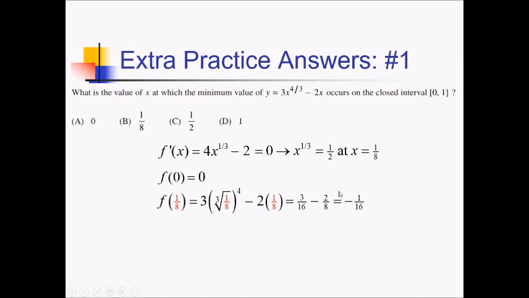Okay, so let's also plug in 1, the other endpoint. And doing that, we just end up basically with 3 minus 2, which is 1. So out of all of these, the only negative number is that critical value, which means that the x value we're looking for is 1/8. Which would be choice B.